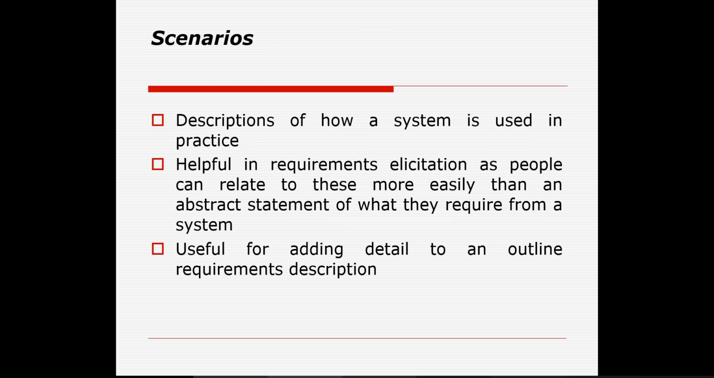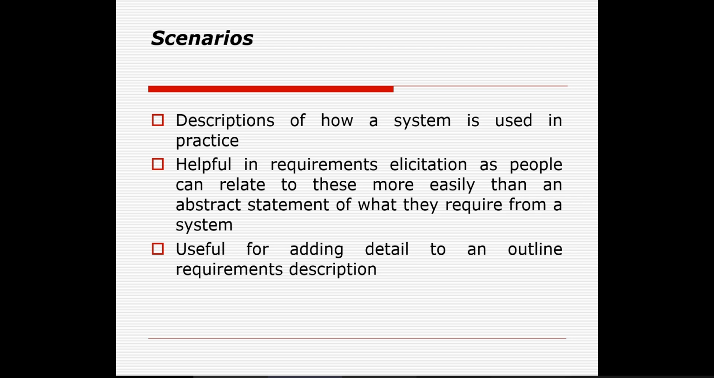And the scenarios: descriptions of how a system is used in practice. You can take the examples of existing products, how they got success or how they failed. Based on the good and bad, you can take the experience of those products, how they got success in the market, or why they failed, and what the reason behind that is. All those you can collect here. This is helpful in requirements elicitation as people can relate to these more easily than to an abstract statement of what they require from a system.